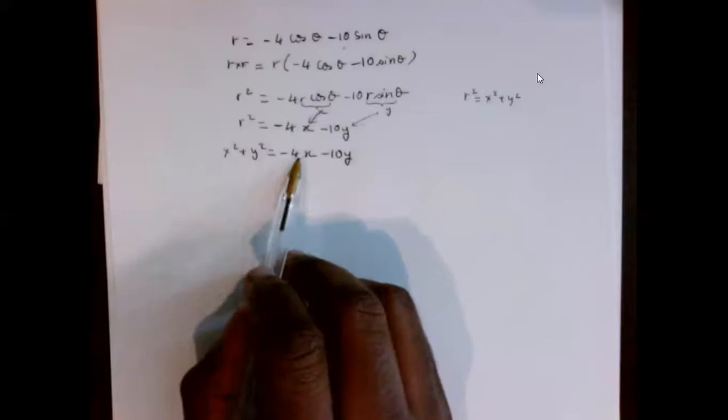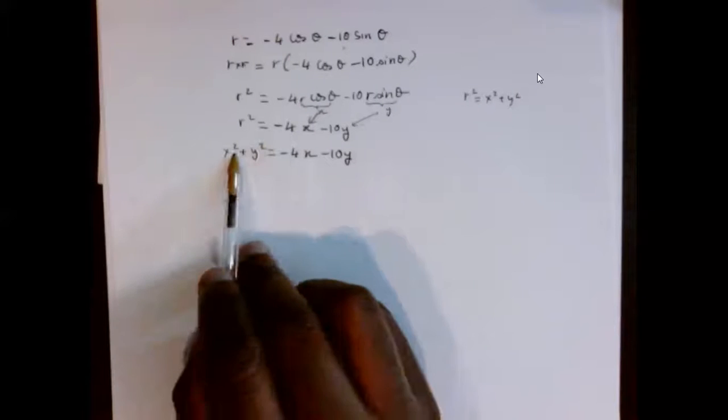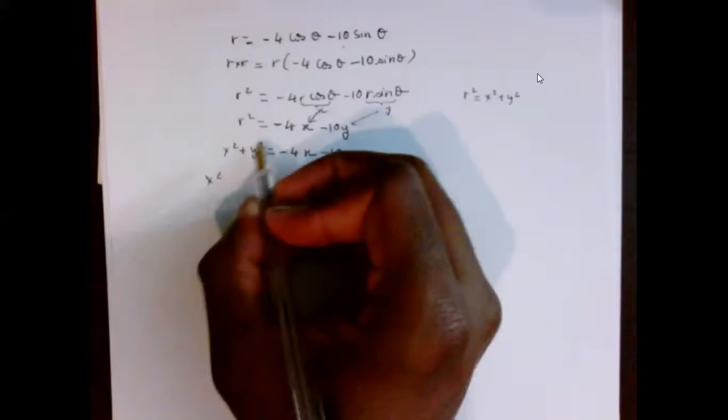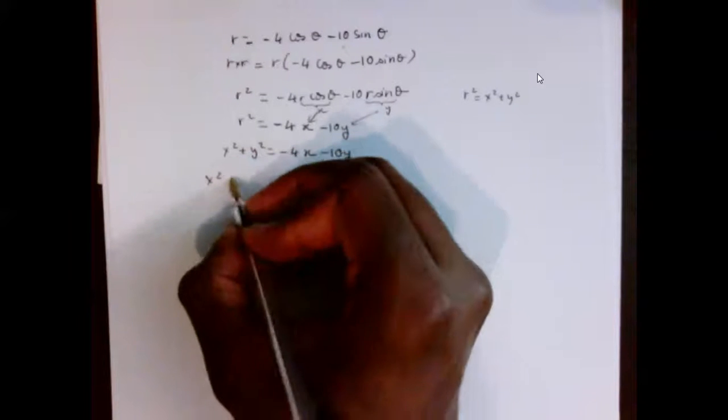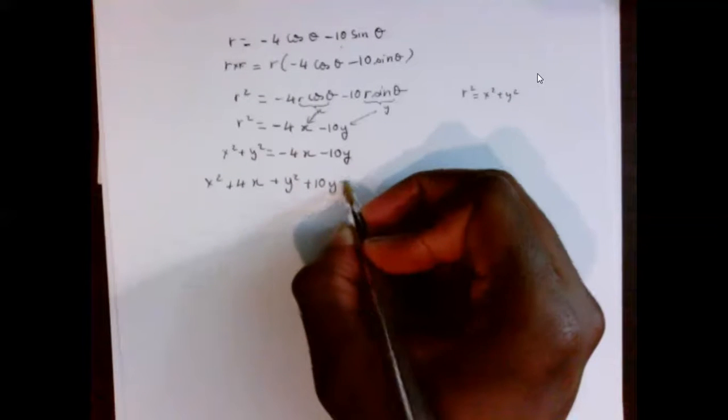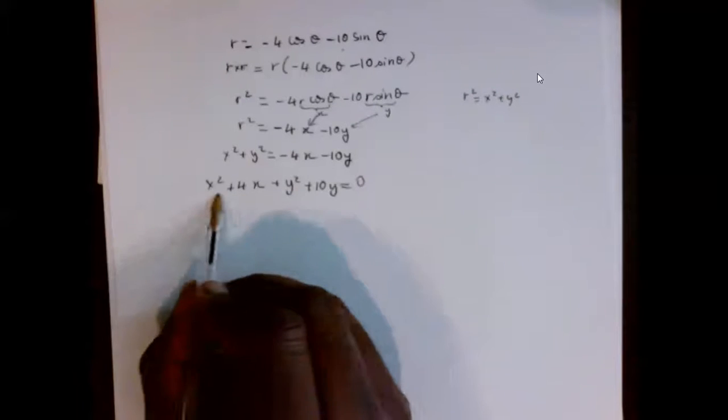Now once I have that, I have to combine the x's and the y's together. So I bring the x on this side, changing the sign, so plus 4x, plus y squared, bring the 10y on that side, change it to a plus sign, equals to, nothing is here, so 0. So I need to complete the square here.